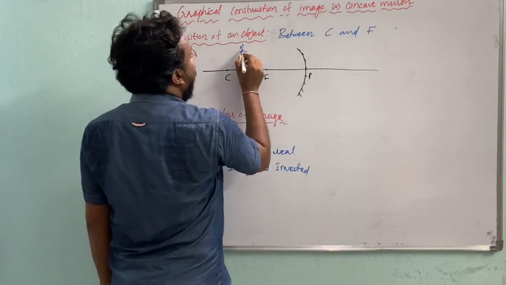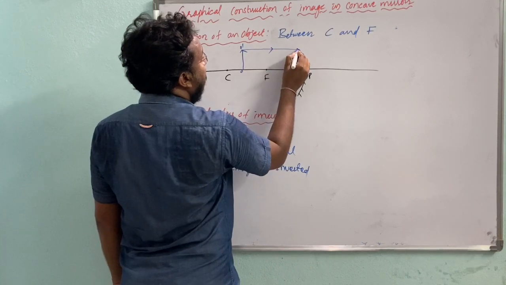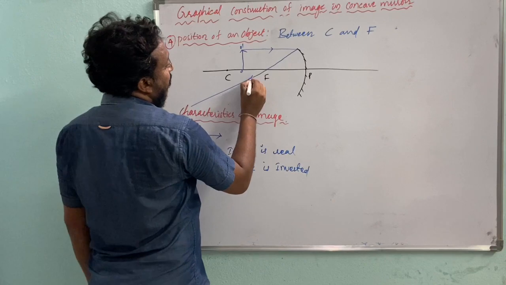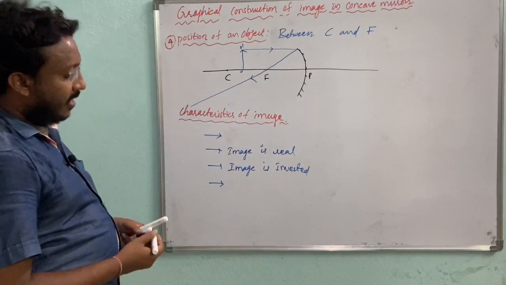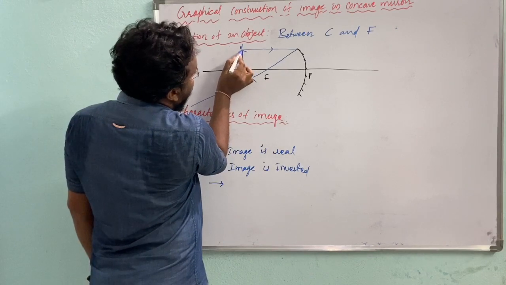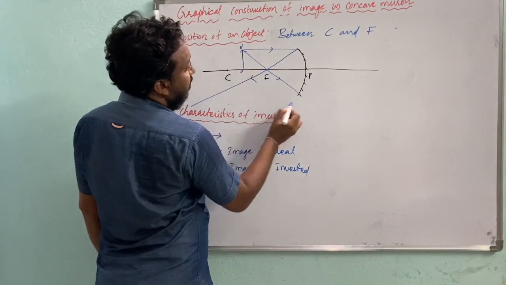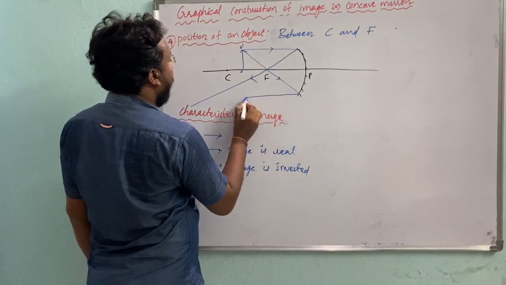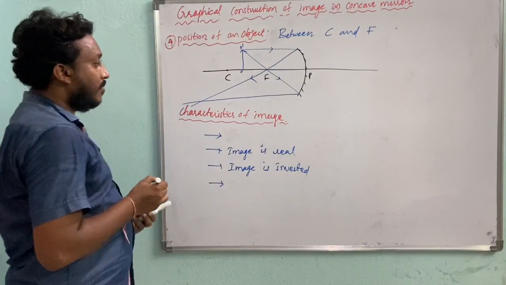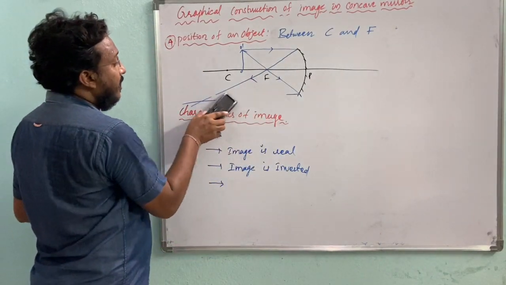Then in the first case, a ray parallel to the principal axis passes through the focus. Next ray, the incident ray passes through the focus. After reflection, it passes parallel to the principal axis. You have to take parallel, means straight.